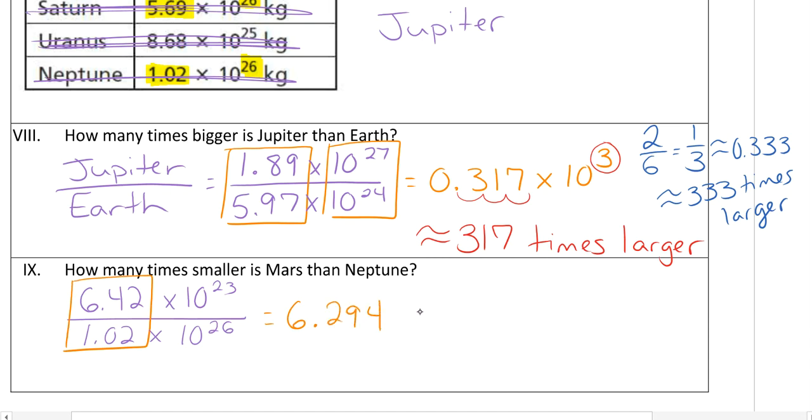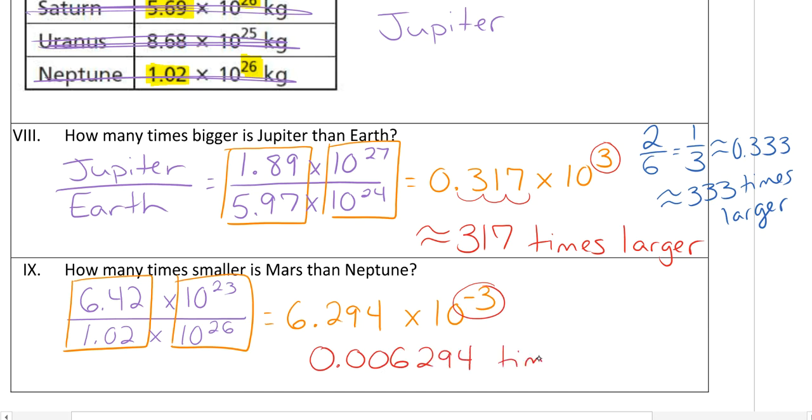6.294 approximately times 10. And then if I look at my exponents here, 23 take away 26, that would give me -3. So if I'm converting this to standard form, since it's a negative exponent, I'm going to be swinging my decimal to the left. So that would give me 0.006294 times smaller.